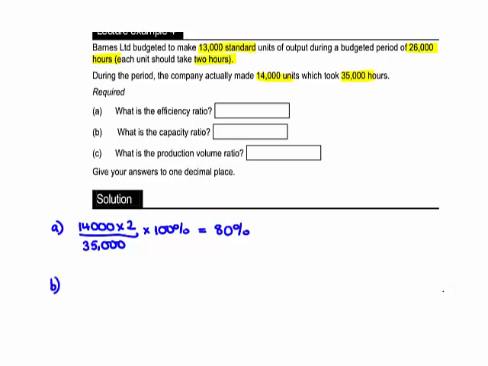The capacity ratio then, remember, is the actual hours worked, which in this case was 35,000, divided by the budgeted hours of 26,000. So you can see that we work significantly more hours than planned, and that comes in at 134.6%. Remembering to give the answers to 1 decimal place because that was what was requested in the question.